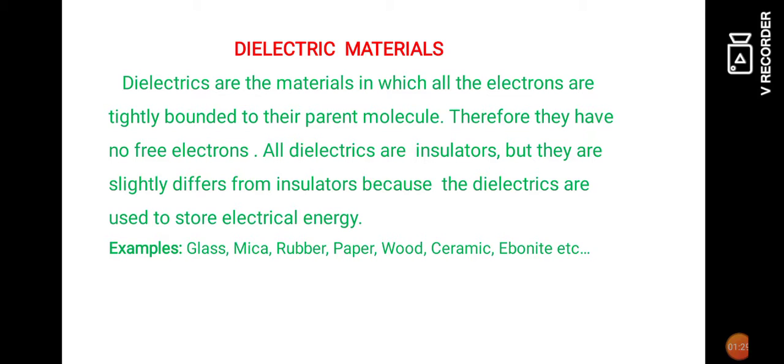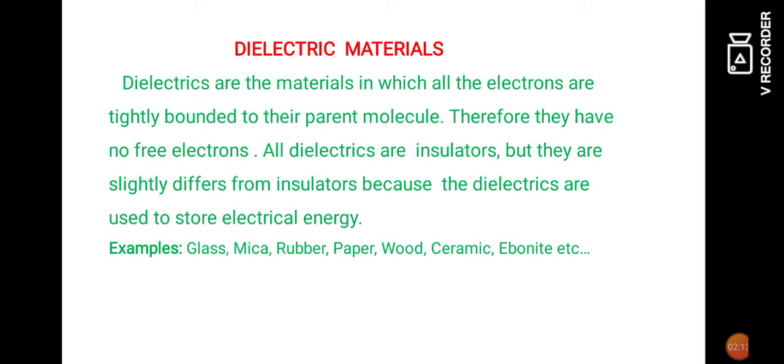Now we have the question: what is the difference between insulators and conducting materials? In both the materials, electrons are available, but conducting materials such as metals can conduct more heat or electricity than the insulating materials. The insulators also have electrons, and the conducting materials also have electrons. But the insulators are not able to conduct heat or electricity. That is the difference between these two.